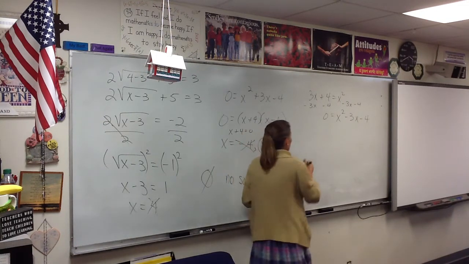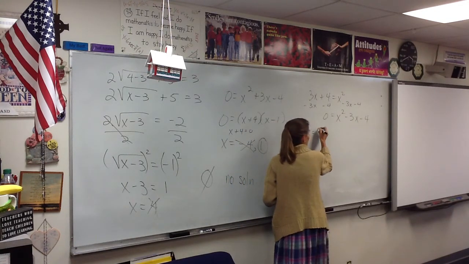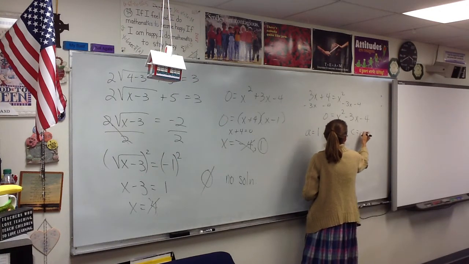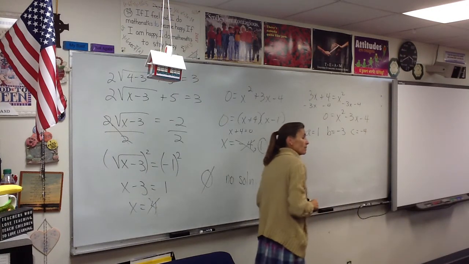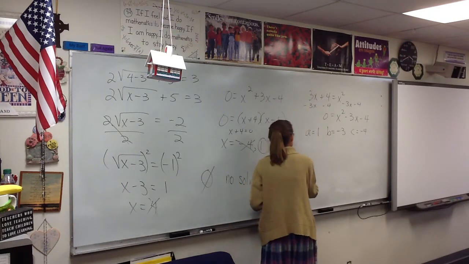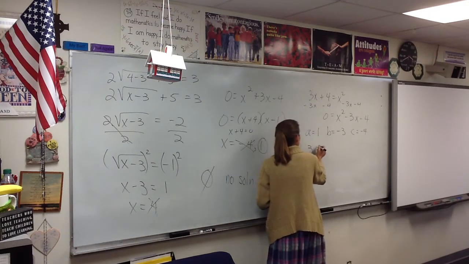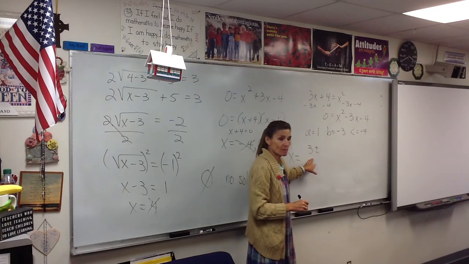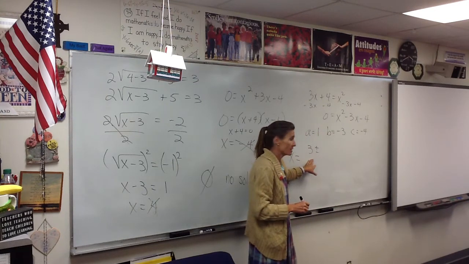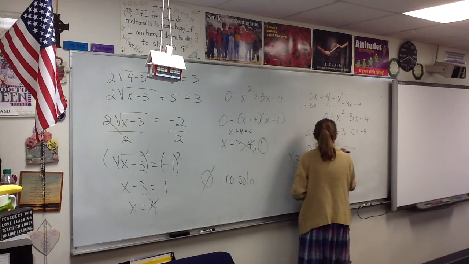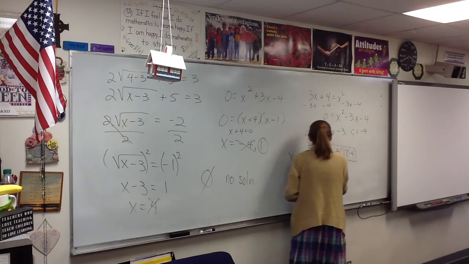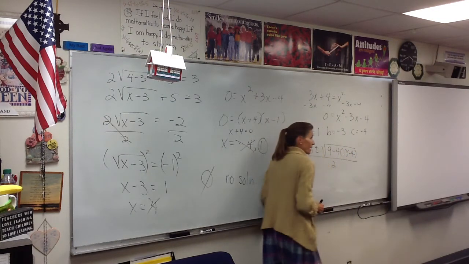Quadratic formula, what's my A? 1, B? -3, and C? -4. Perfect. Now we're going to plug it into the quadratic formula. Here we go. X equals negative b. Now b is already negative, so when I make it negative b, it's going to become positive. Plus or minus the square root of b squared minus 4ac all over 2a. Got it?